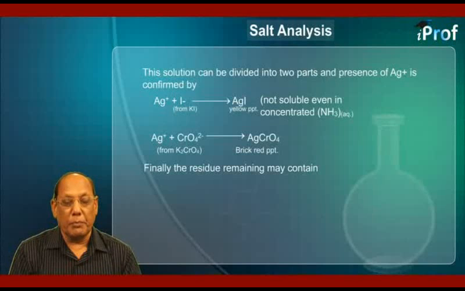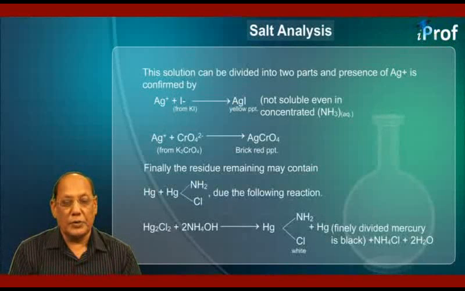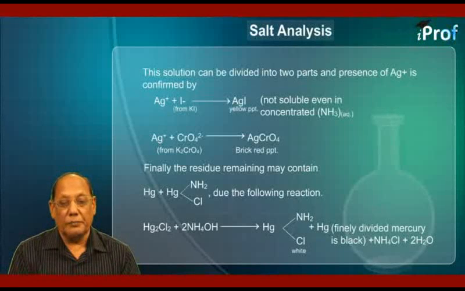Finally, the residue remaining may contain Hg plus HgNH2Cl due to the following reactions. The reaction is Hg2Cl2 plus 2NH4OH forming HgNH2Cl, that's a white precipitate, plus mercury, that is in the form of finely divided mercury. These finely divided particles of mercury are black in color. As a result of that, the combined color of these two becomes black, plus NH4Cl plus 2H2O.